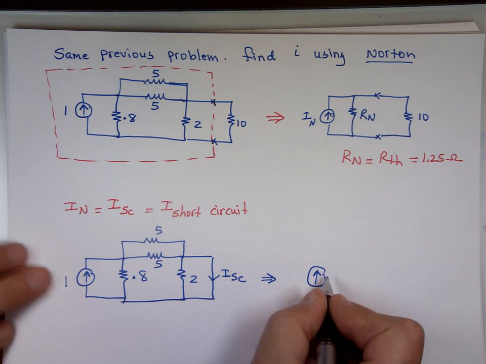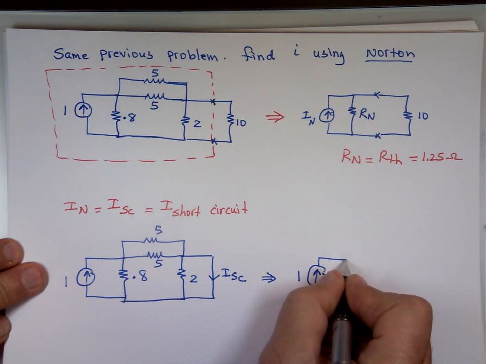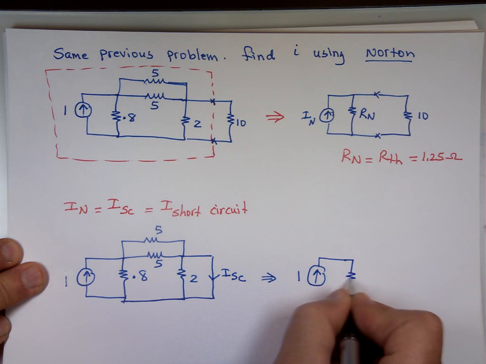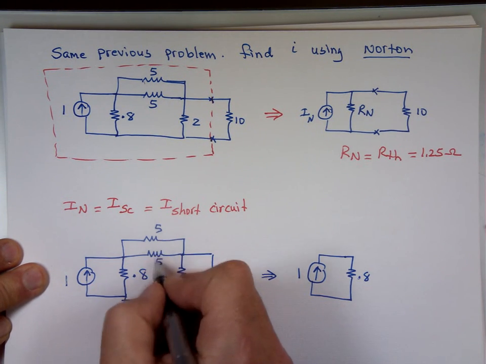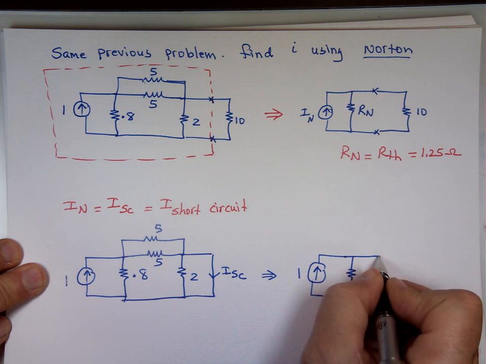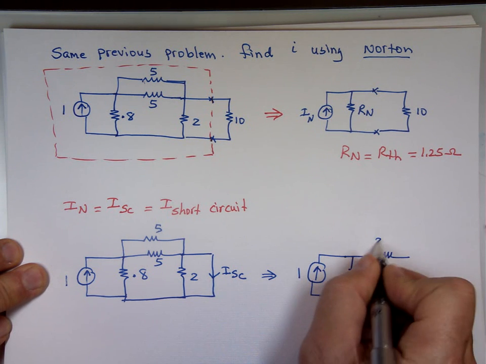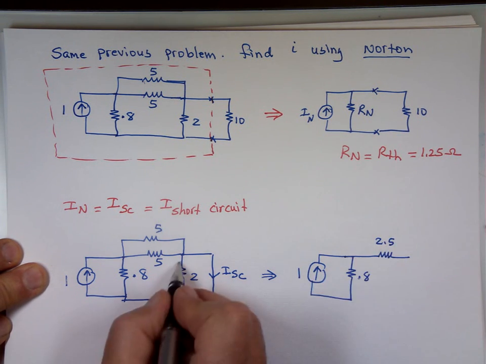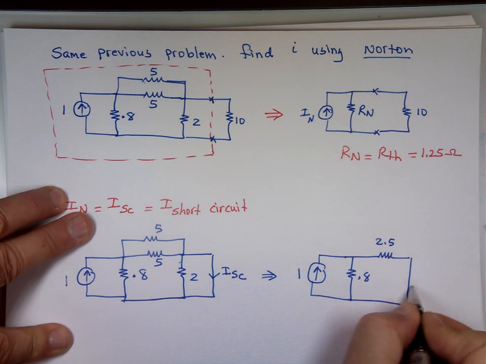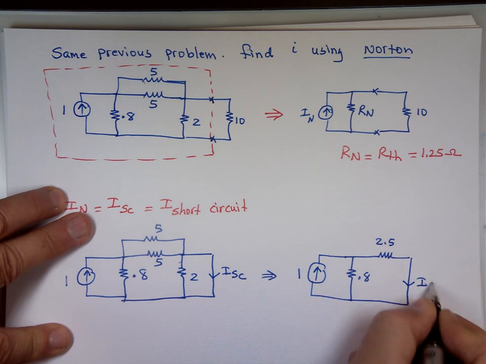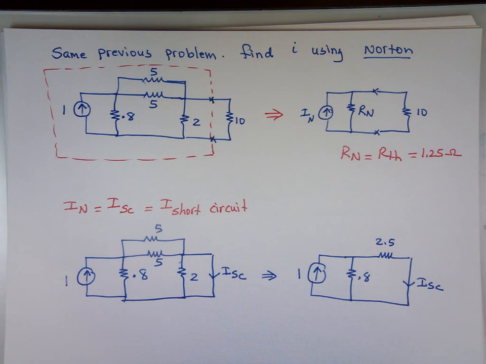One, 0.8. I'll do two things at once. These two in parallel, that would be what? 2.5. Then this is gone. This end will go through that, and that's my I short circuit, because that 2 ohm is gone.